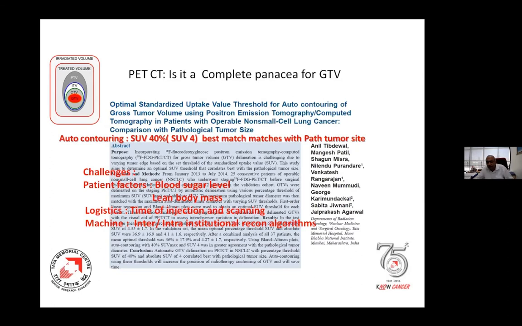But can we take this for our auto contouring? Probably we can take it in-house. But is it worth it for the whole country? Probably not. There are patient factors: blood sugar level changes from one patient to another patient. The lean body mass changes from one patient to another patient. So we need to do a really large number of patients to see where exactly the SUV matches.